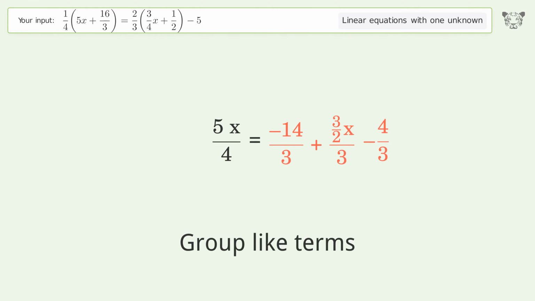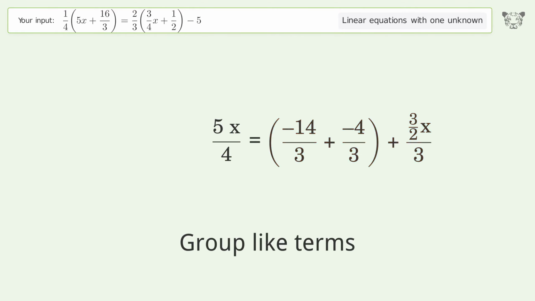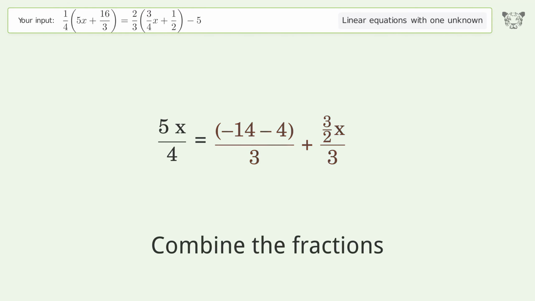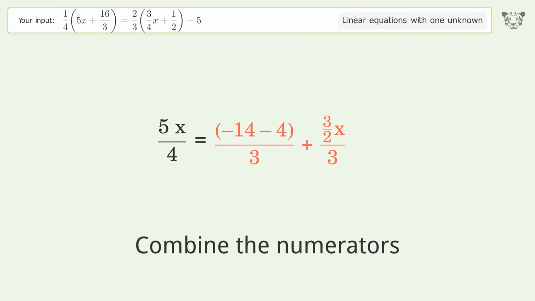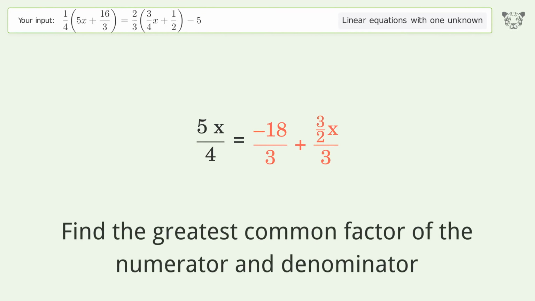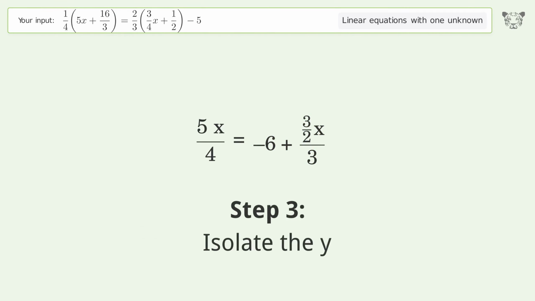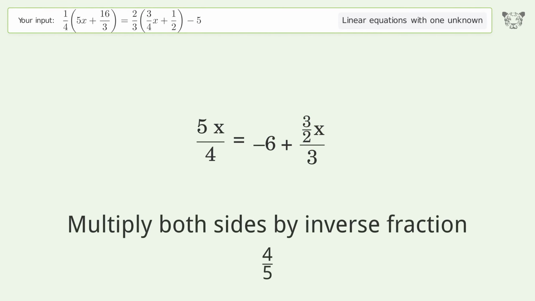Group like terms. Combine the fractions. Combine the numerators. Find the greatest common factor of the numerator and denominator. Factor out and cancel the greatest common factor. Isolate the y. Multiply both sides by inverse fraction 4/5.